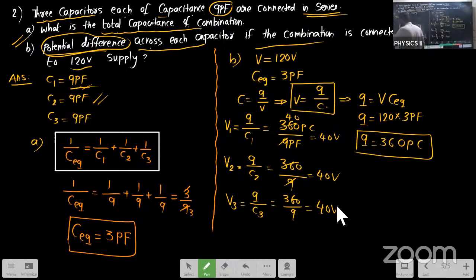I hope you understood this answer. So here we are done with the problems of series and parallel combination. Initially, we discussed the series combination and the equivalent capacitance when capacitors are connected in series. Next, we discussed the equivalent capacitance when capacitors are connected in parallel. Finally, we did two numericals based on those two concepts, and we are done with this.